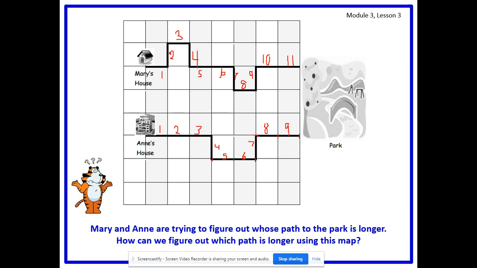Yes, 9 city blocks. Very good. So, whose path is longer? Mary's or Anne's? Get ready. Yes, Mary's path is longer to the park. So let's remember these measurements. It's 11 city blocks and 9 city blocks.